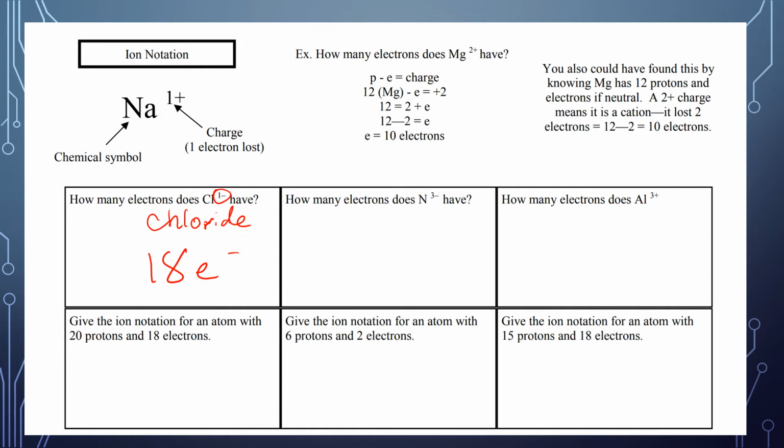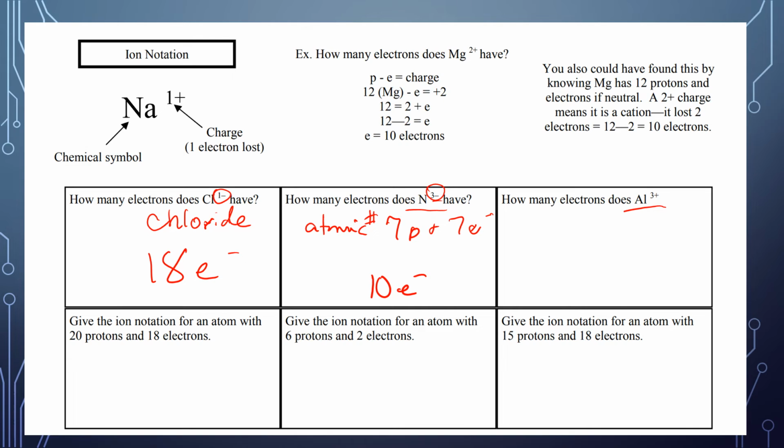How many electrons does nitrogen 3 minus have? Nitrogen has an atomic number of 7. So for it to have a 3 minus charge, that means it has to gain 3 electrons. If you think about it that way, with an atomic number of 7, it has 7 protons and 7 electrons. So for it to have a 3 minus charge, it needs to have a total of 10 electrons.